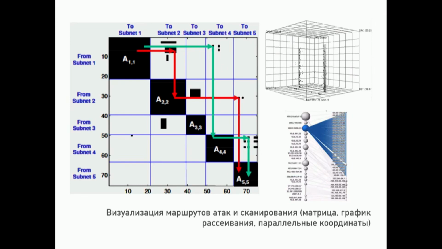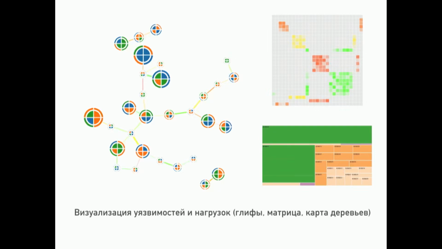Dissipation path, source and destinations and ports. If we scan one machine, many ports, it's a line and a plane. So you can visualize this scanning pattern. On the right hand side you have parallel coordinates, sources, destinations, and the scanning is seen easily.